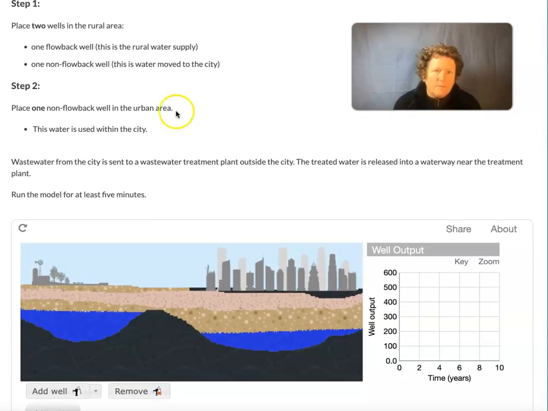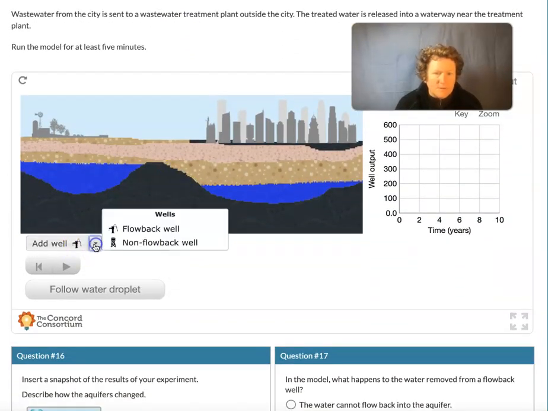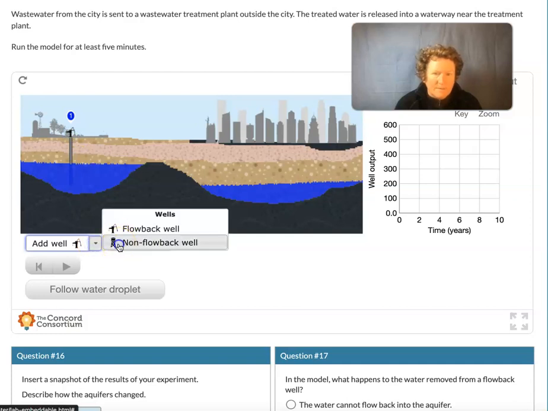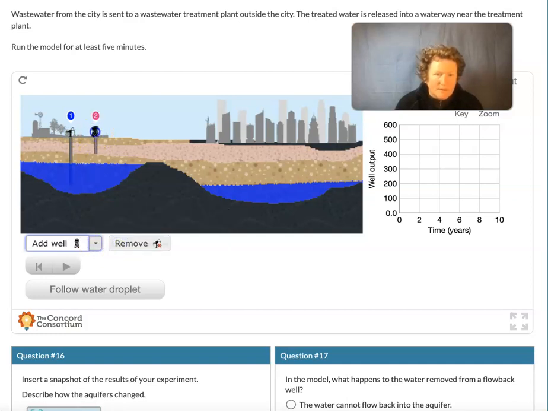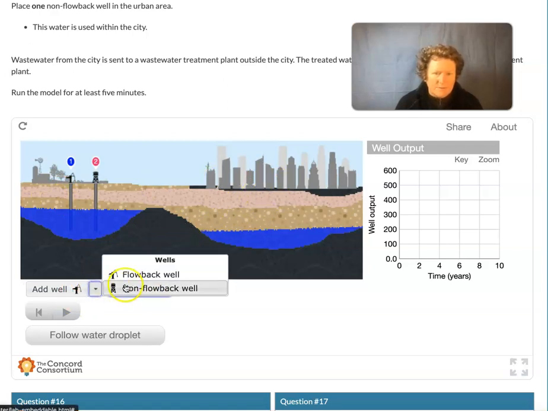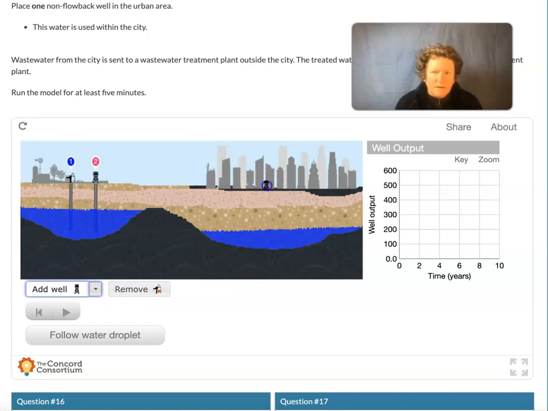If we look, we're supposed to put 2 wells in the rural area, 1 flowback and 1 non-flowback. So we can choose the type of well we want right here. Here's the flowback well. Let's put that in the rural area. And then we need to choose a non-flowback well and put that also in the rural area. If you put a well you don't want, you can just remove that well and go back here and choose the non-flowback well, which is what we needed here in the rural area or in the urban area.